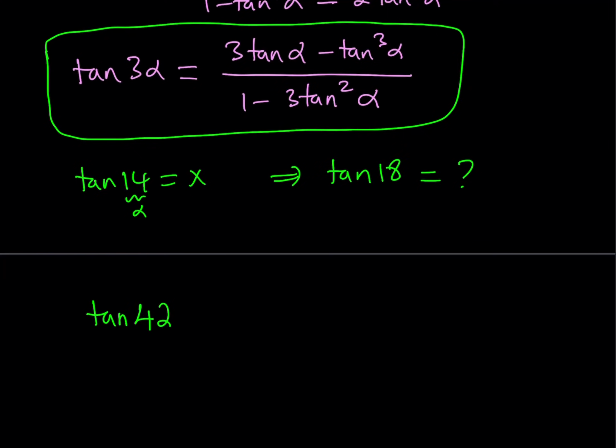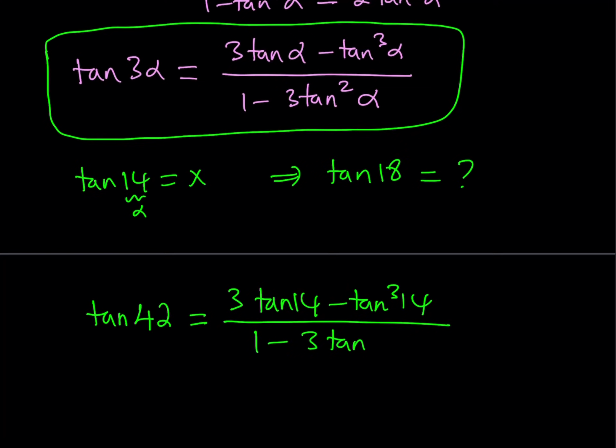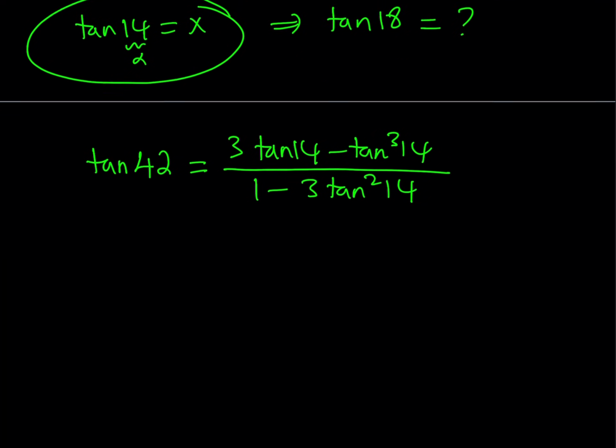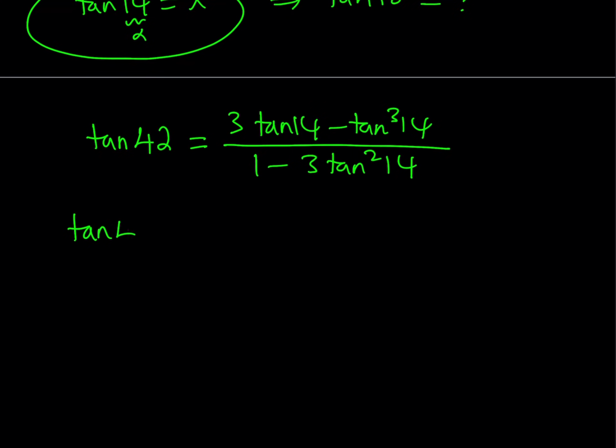Okay, great. So tangent 42 degrees is going to equal then 3 times tan 14 minus tan cubed 14 divided by 1 minus 3 tan squared 14. And I know that tan 14 is equal to x, so I can just go ahead and replace tan 14 with x and get a nicer expression for tan 42. And then after this, I'm going to explain how 42 and 18 are related. Maybe you've already seen that. So it's going to be 3x minus x cubed divided by 1 minus 3x squared.